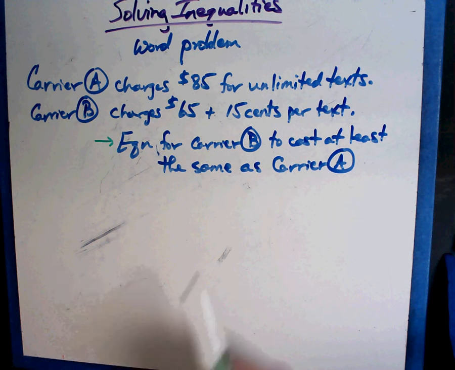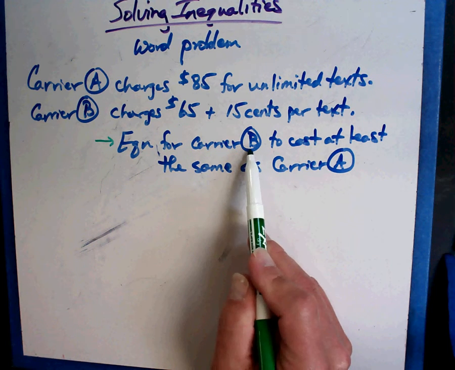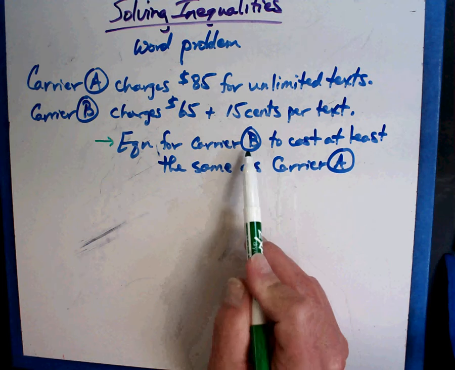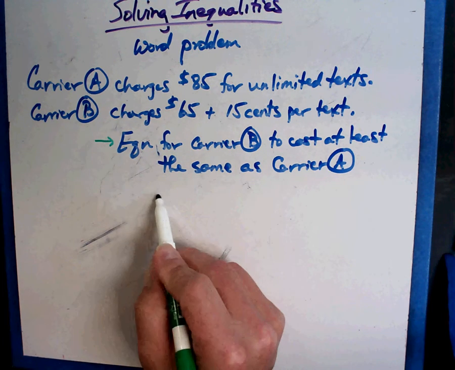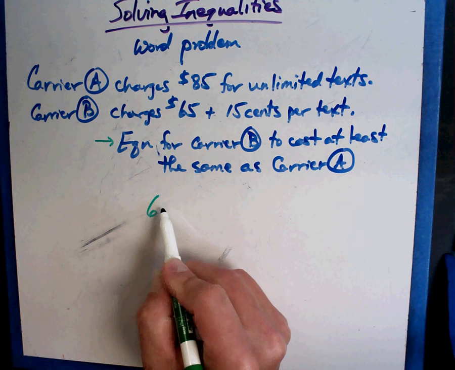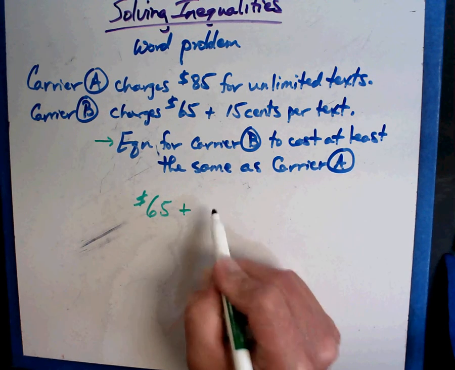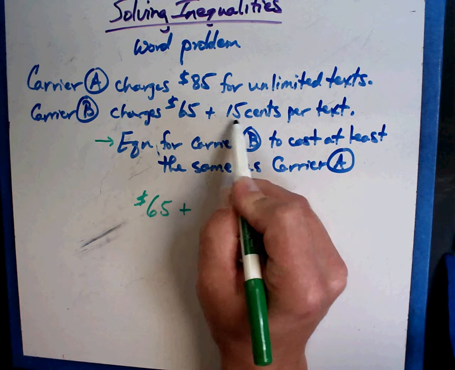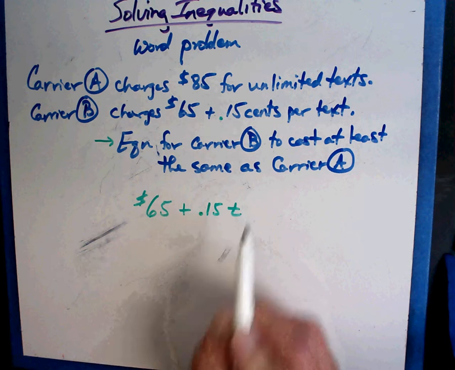First thing you need to notice is that they're looking for Carrier B in relation to A. So you're going to talk about B first. So Carrier B is going to be $65 per month plus 15 cents. Now remember, that's written as 0.15 per text. We'll just use the letter T.